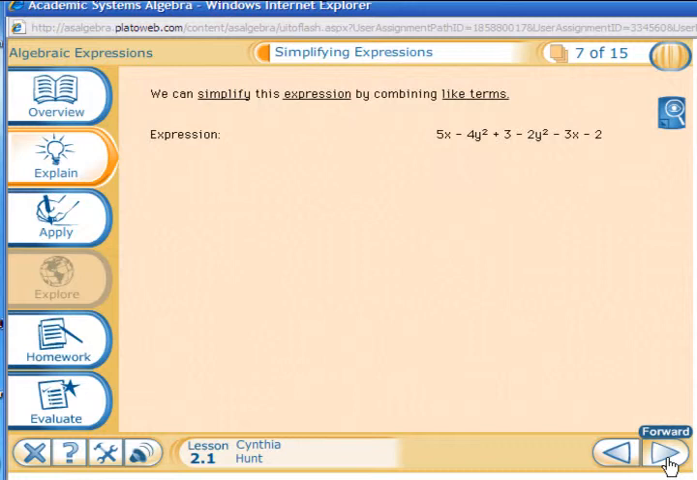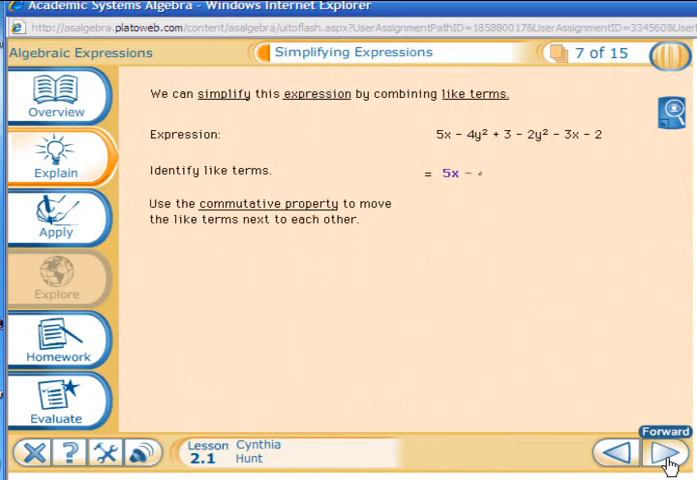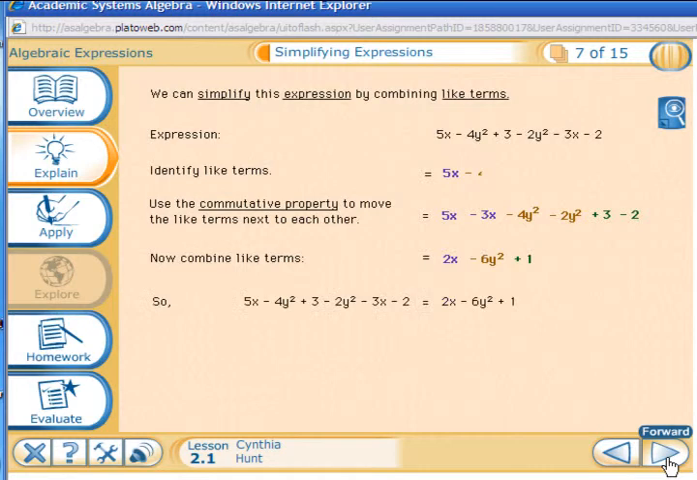We can simplify this expression by combining like terms. Identify like terms. Use the commutative property to move the like terms next to each other. Now combine like terms. So 5x minus 4y squared plus 3 minus 2y squared minus 3x minus 2 equals 2x minus 6y squared plus 1.